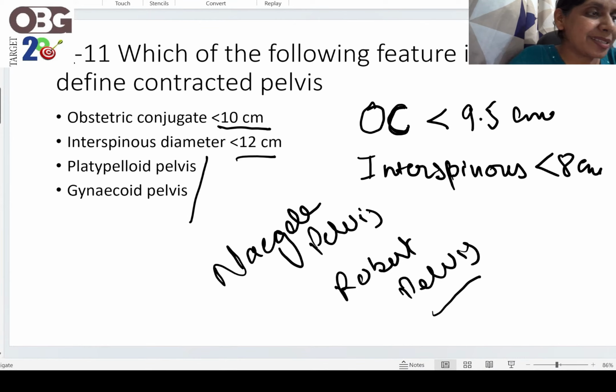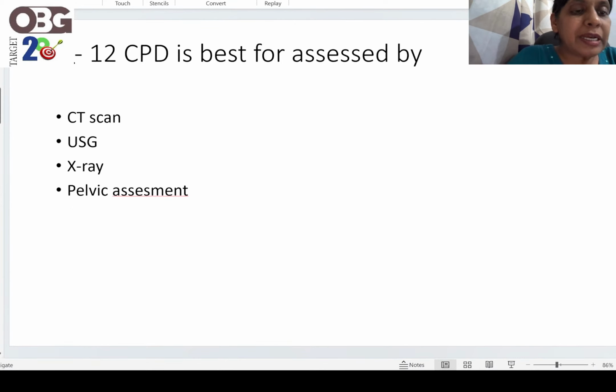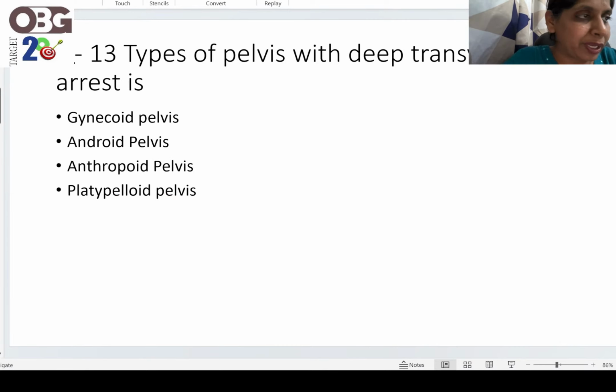Got it, students? Very good, Dr. Kalpana, very good. CPD is best assessed by. The best method to assess CPD among all these is pelvic assessment. You are going to write in the comment box which is not among these options, which is ideally the best method. I will be giving you the answer tomorrow.